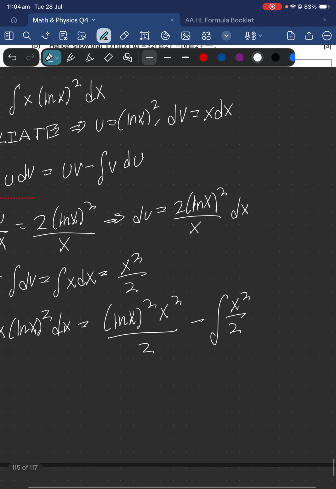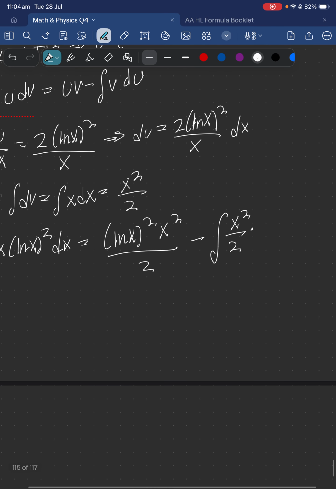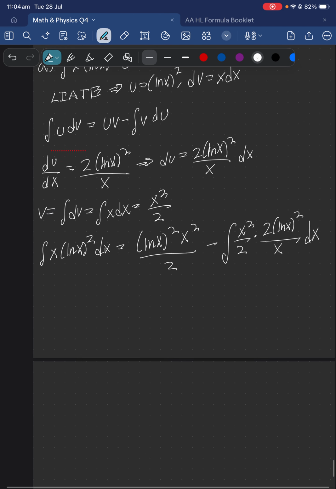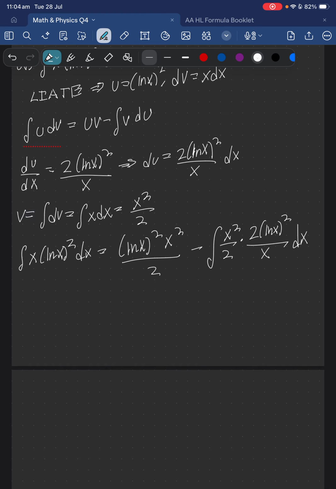multiplied by 2 times the natural log of x squared over x dx. Okay, so essentially now we need to evaluate this integral, and before we do that we can simplify that. So I'll just write it here. The 2's would cancel out here, and the x's would also cancel out.